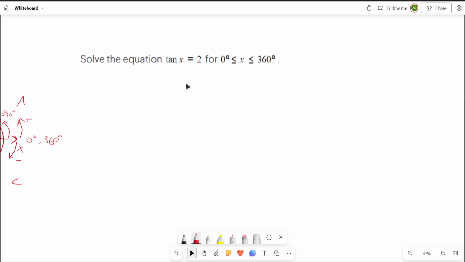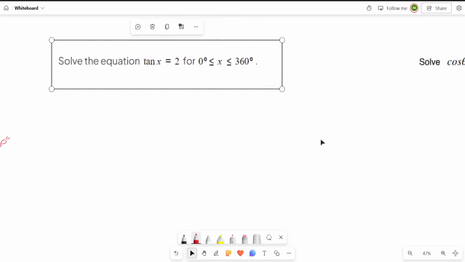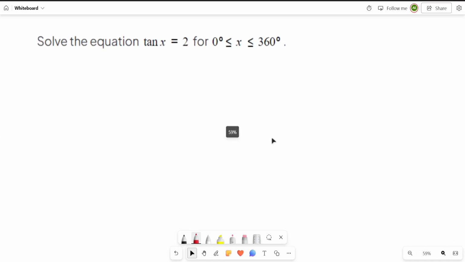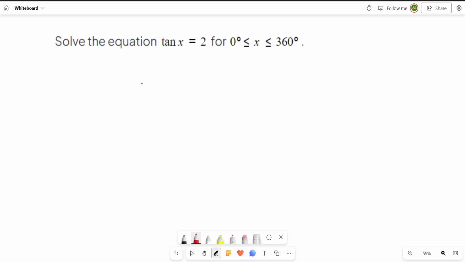So let's take another example to further illustrate this. Okay, let's take this example for instance. This question says, solve the equation tan of x equals 2 for 0 to 360.